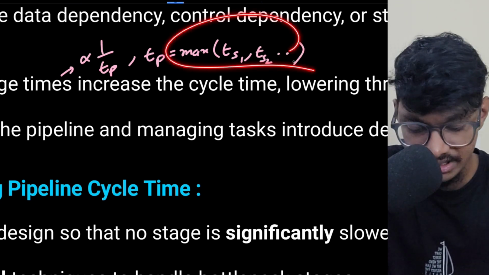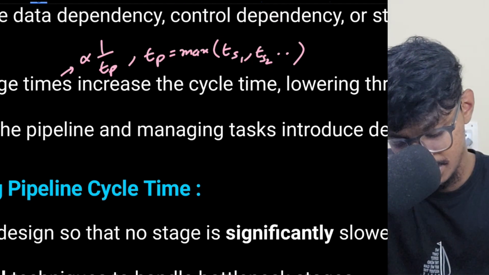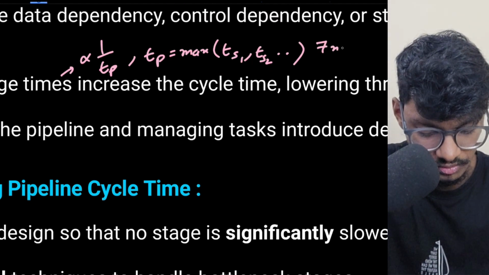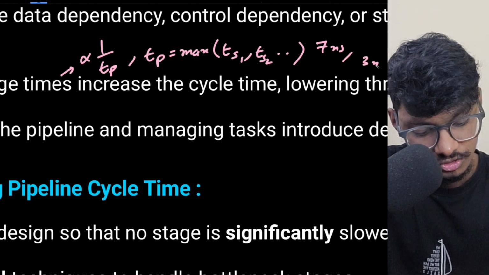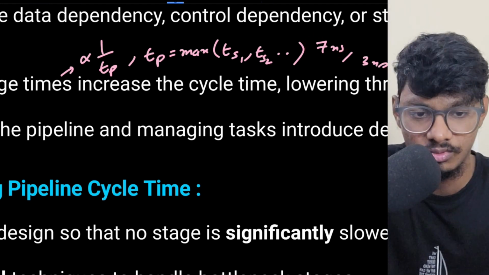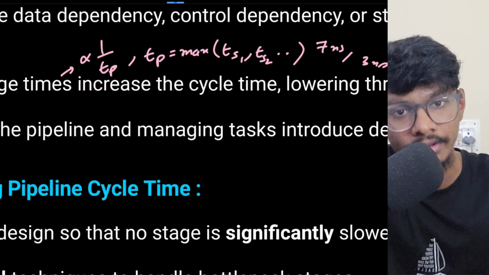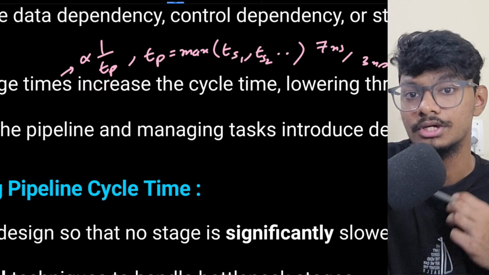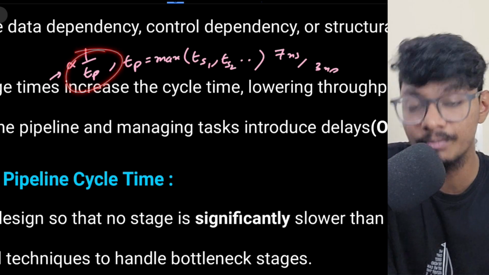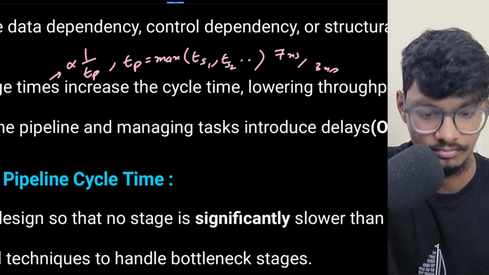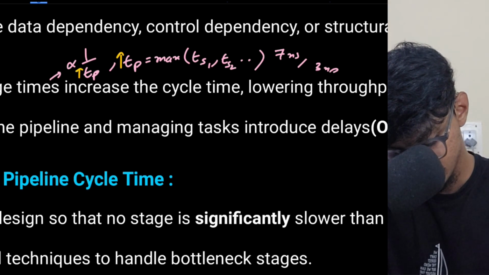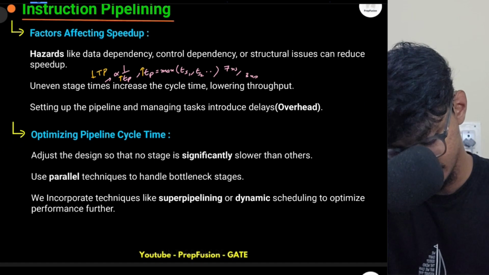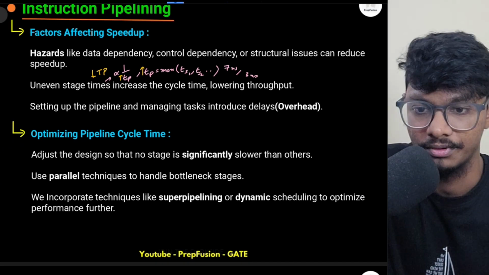So obviously, if I have uneven stages, let's say stage 1 is 7 nanoseconds and all the other stages are 3 nanoseconds, then just due to this single stage 1, I have to give all the other stages 7 nanoseconds as well. So the number of tasks that I am performing per unit cycle time has reduced now, because TP has increased. If TP increases, my throughput will reduce as it is inversely proportional. That is the basic thing that we wanted to talk about here.